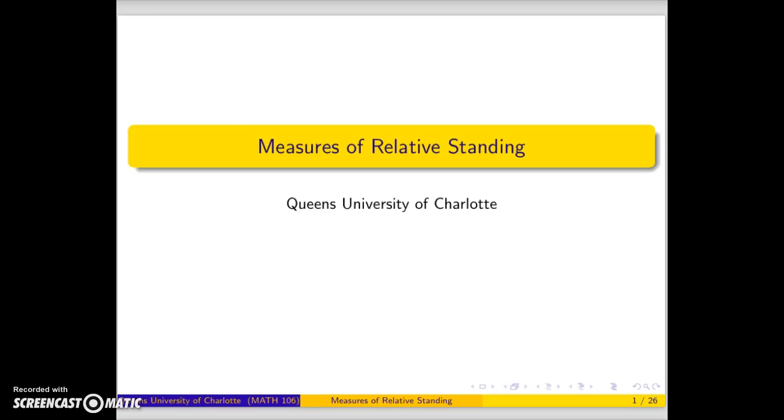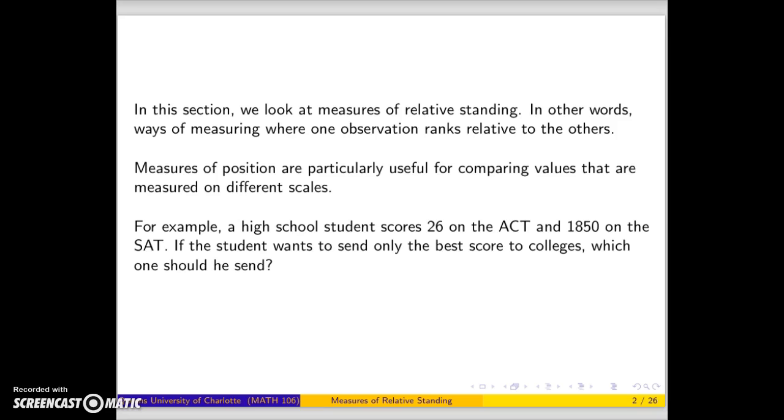Hi all, this lecture is on measures of relative standing or measures of position. We will look at how one observation ranks relative to the others. Measures of position are especially useful when you're comparing two values of different scales, like if you're looking at ACT scores versus SAT scores. How do you know which one is a higher score? Well, one thing you can do is look at your percentile because that's what they usually report. They may say you are the 98th percentile, which means you did better than 98% of everyone else.